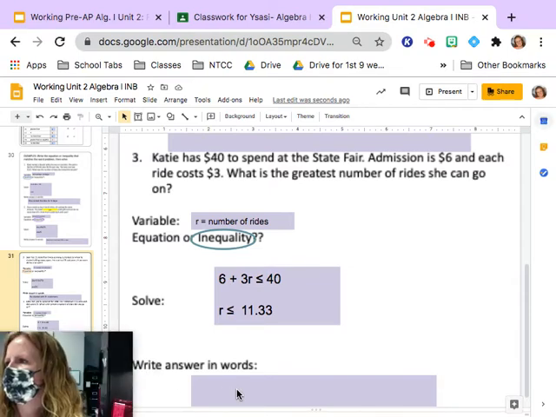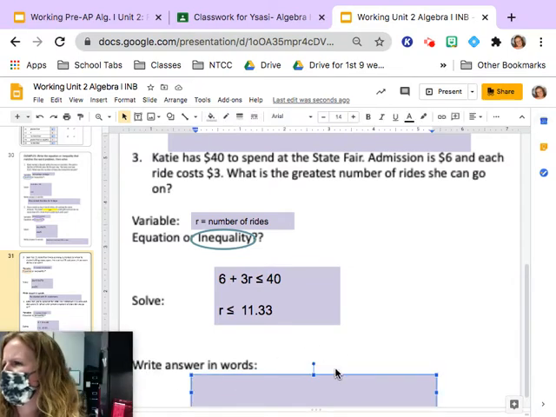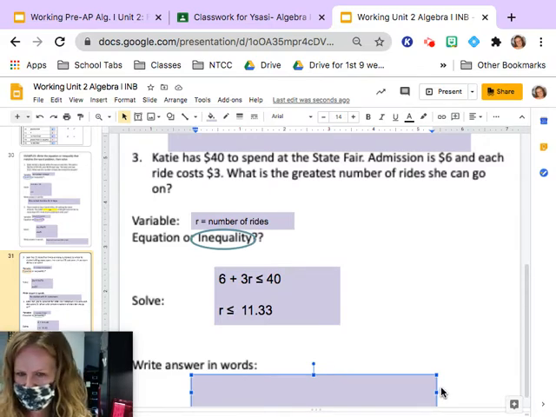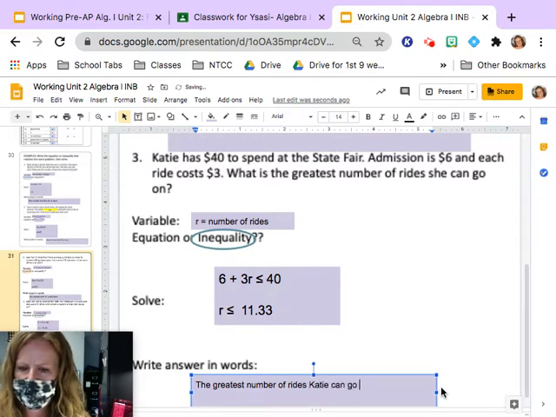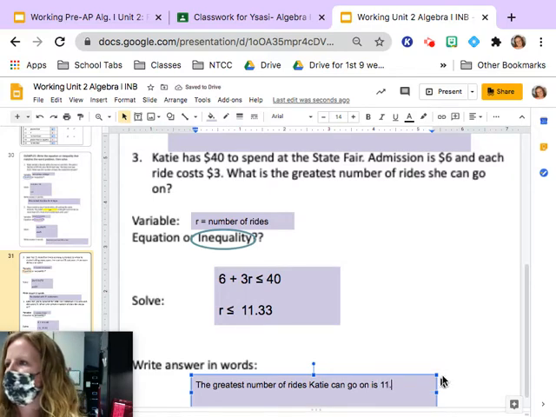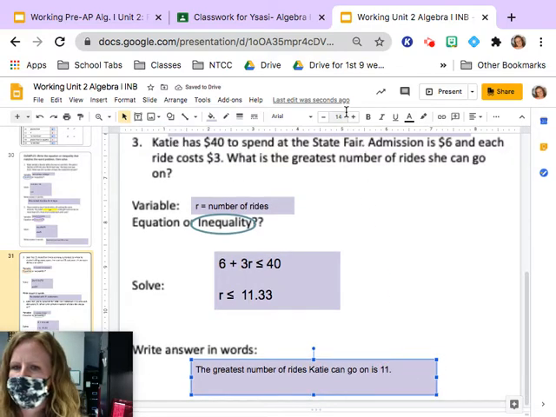Write your answer in words. So we're actually going to have to round, correct? Because you can't have 0.3 of a ride. So how should we write this in words? Less than or equal to 11 rides. The greatest number of rides Katie can go on is 11. You can only go on 11.